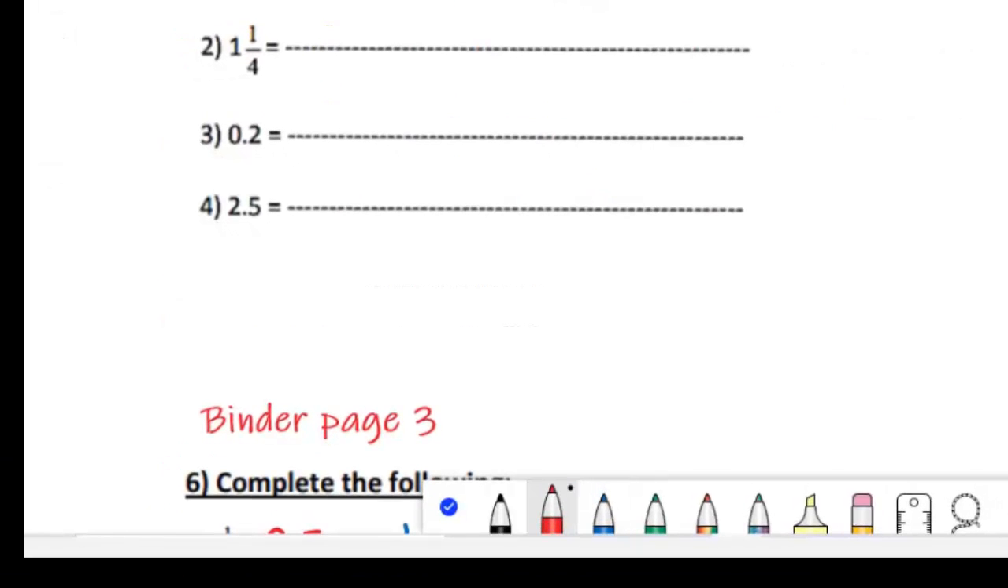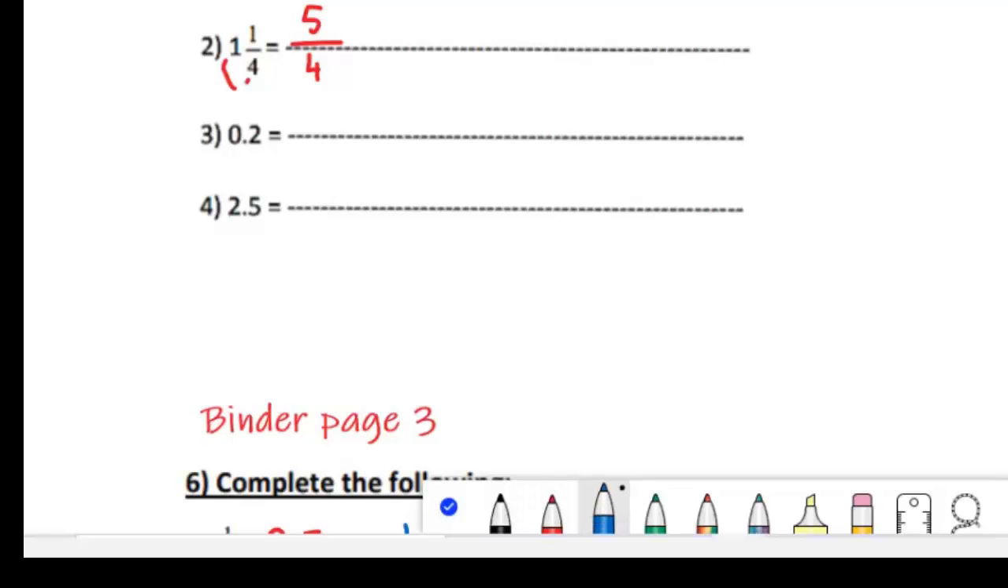Let's go now for number 2, 1 and 1/4. 1 and 1/4 is a mixed number, so first we should change it to an improper fraction. We said that to change to an improper fraction, first put your denominator as it is, and then multiply 4 times 1, it's equal to 4. And then add 1 to it, so it's 5 over 4.